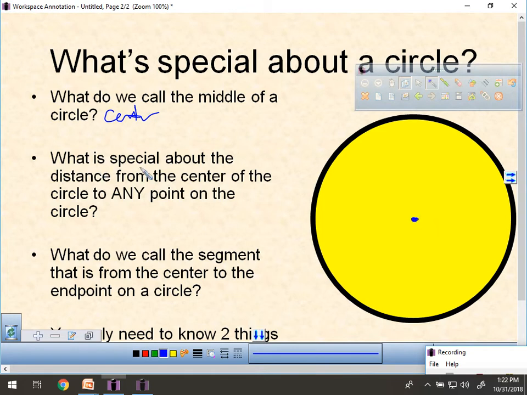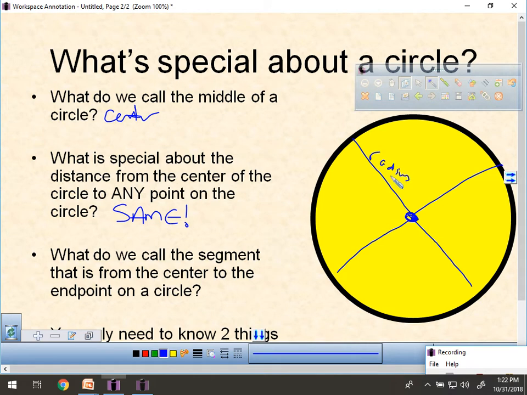The next question is, what is special about the distance from that center to any point on the circle? What's supposed to be special about all of those distances right there? They should all be the same, right? Because that's what makes a circle a circle. So the distance from the center point out to any endpoint on that circle, those distances are the same. It says, what do we call that segment that's from the center to the endpoint? Yeah, that's what we call our radius.